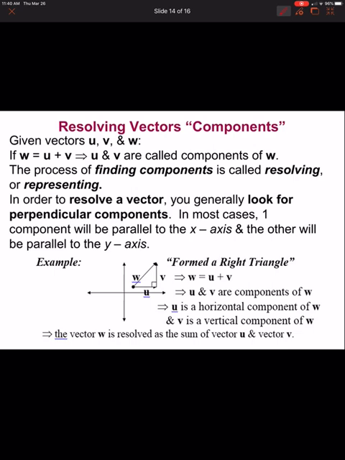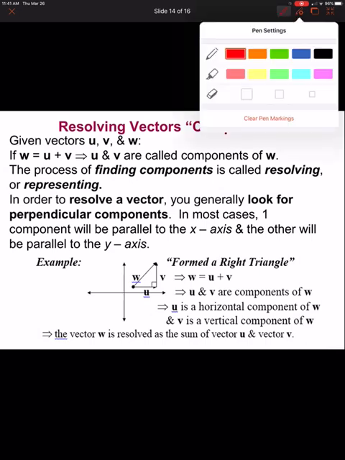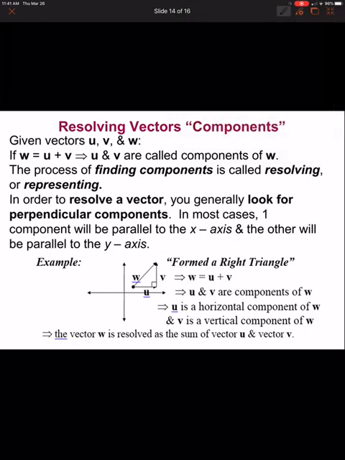In order to resolve a vector, you generally look for your perpendicular components, your horizontal and your vertical components. So in most cases, one component will be parallel to the x-axis, and another will be parallel to the y-axis. So you can see here in our example, we're looking at this vector w, and we've resolved it into two vectors, u and v. Here's the horizontal and the vertical components of this vector w.